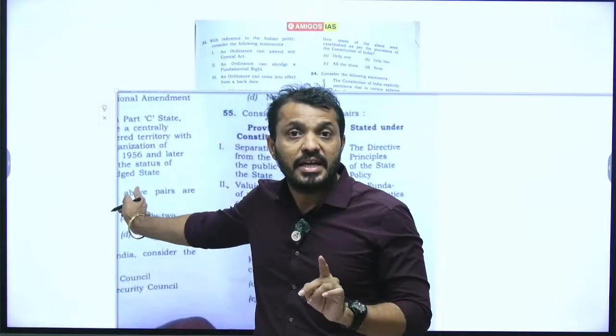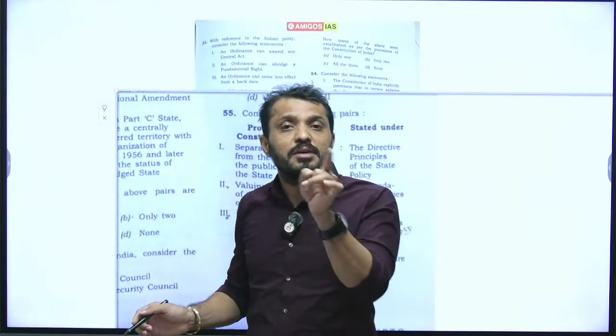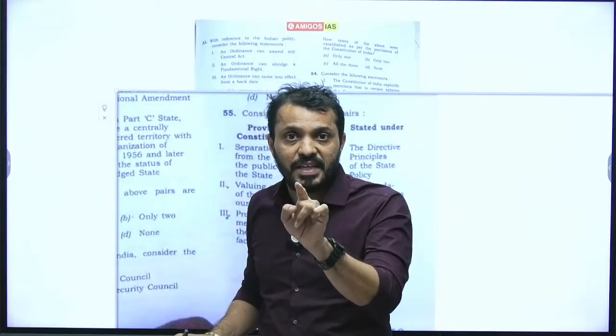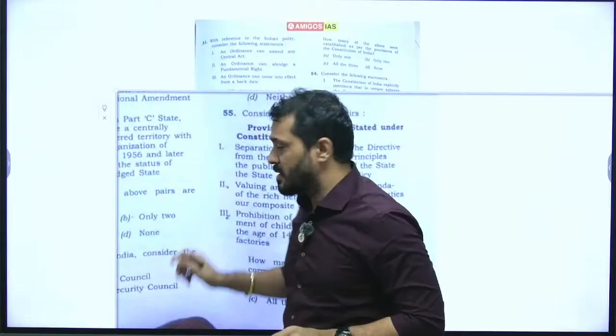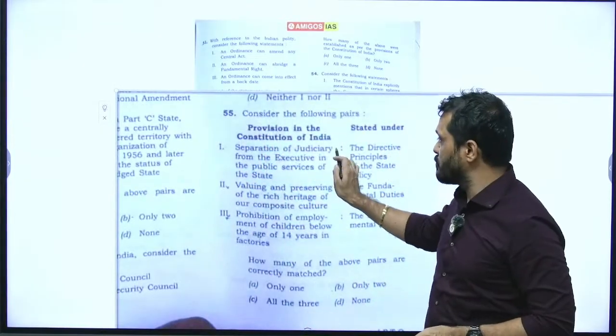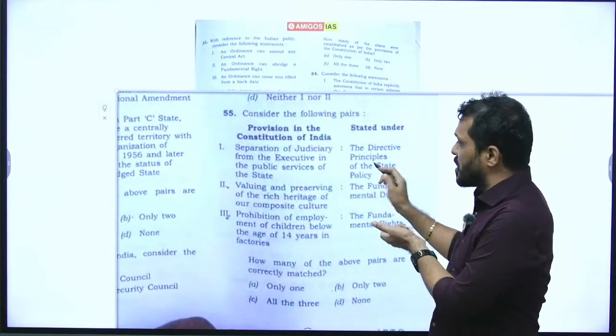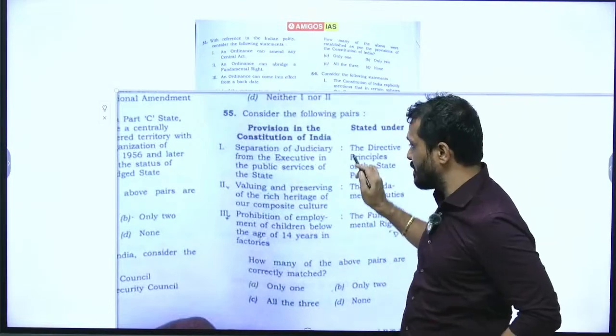This question is about the independent judiciary. Independent judiciary is mentioned in the DPSP under Article 50. Independent judiciary says that the judiciary must be separated from the executive. That is what it is mentioning here: separation of judiciary from the executive. That is mentioned in the DPSP. So this is rightly matched.